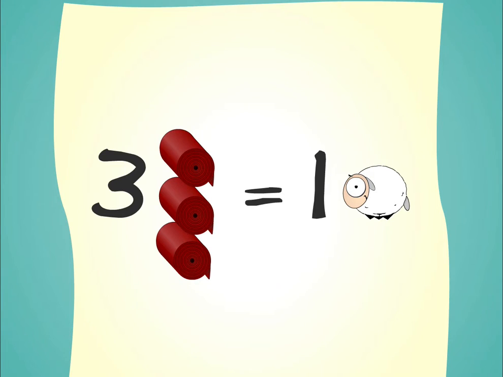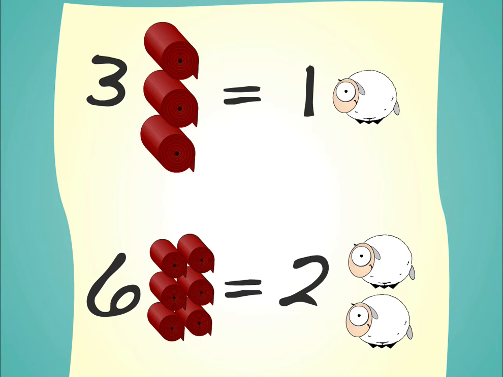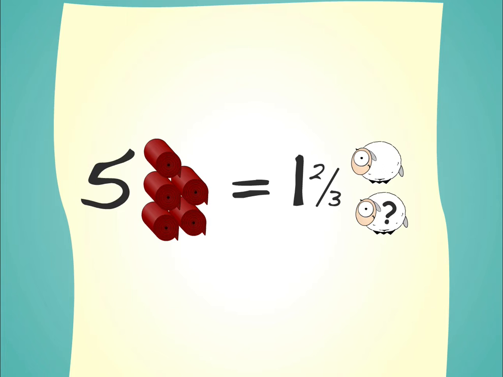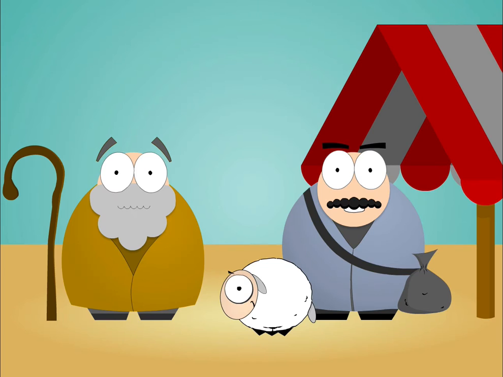People also created things like equations and ratios out of necessity. If 3 bolts of cloth are worth 1 sheep, how many sheep would you trade for 6 bolts? What if you only want 5 bolts of cloth? This is where people created fractions or rational numbers.